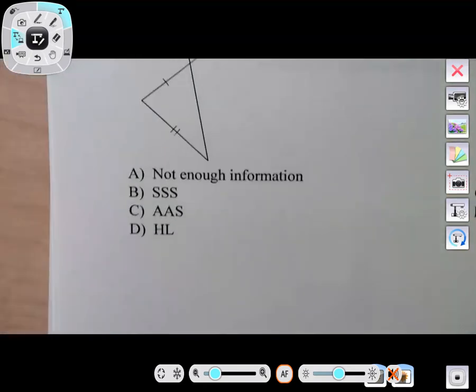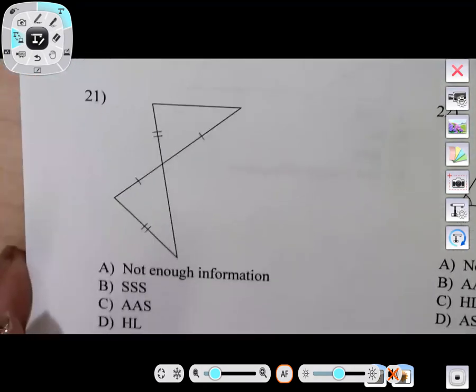Number 21. Whoa. Gosh. Move all this out of my way. All right, 21. Cam, you get this one. There we go.